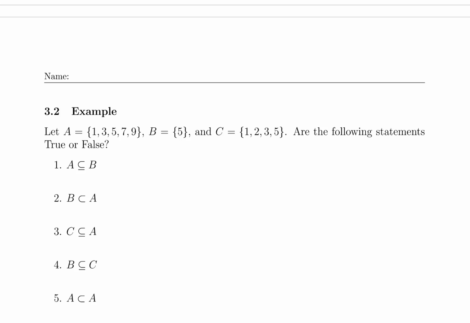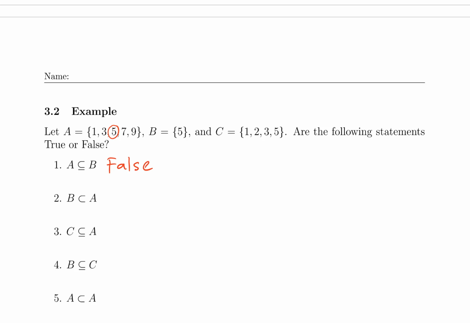Well, right away we can see that this will definitely have to be false, because A is much bigger than B, right? So there's no way that every element of A could be an element of B. A has more elements to begin with. They share one element in common, the 5, but they do not share every element. So question 1 would be false.